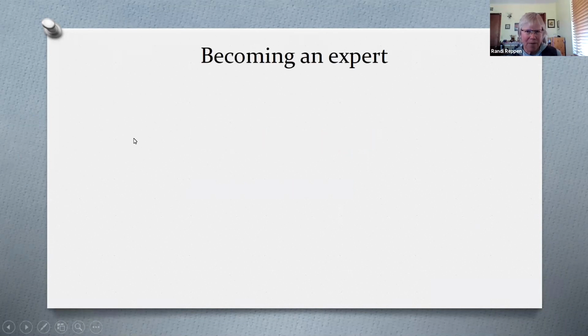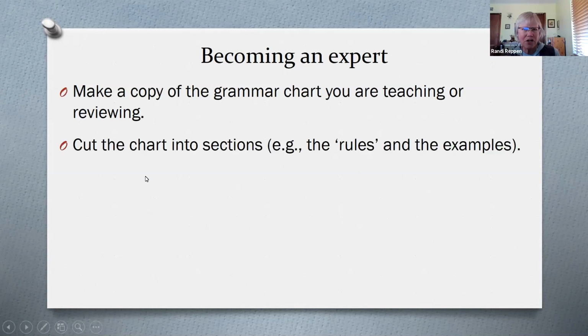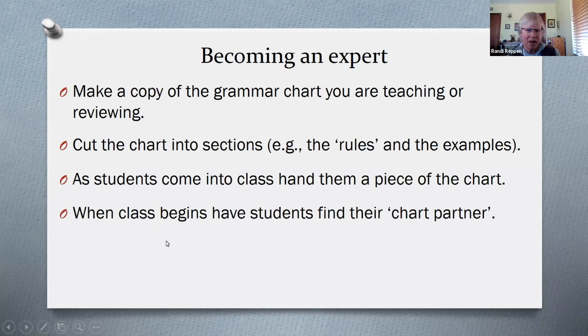One I like to call becoming an expert. And in this activity, I suggest that you make a copy of the grammar chart that you're teaching or reviewing. And then you cut the chart into sections so that you have rules and examples. I'll show you a concrete example of this in the next slide. And so you've cut the chart up, and as students come into the classroom, you hand them a piece of the chart. And then when the class begins, the students have to find their chart partner.